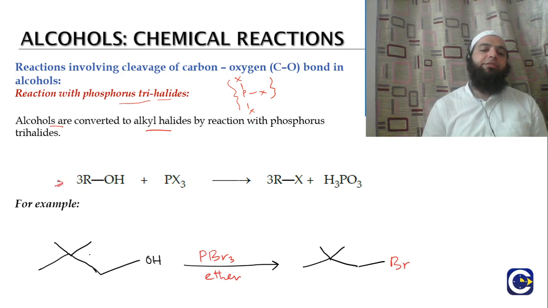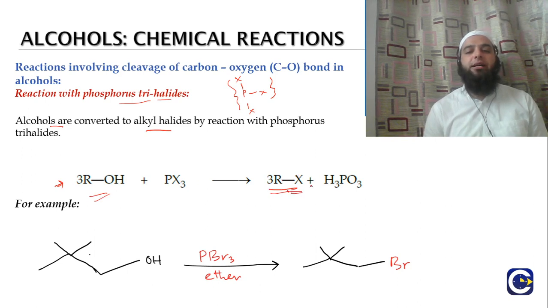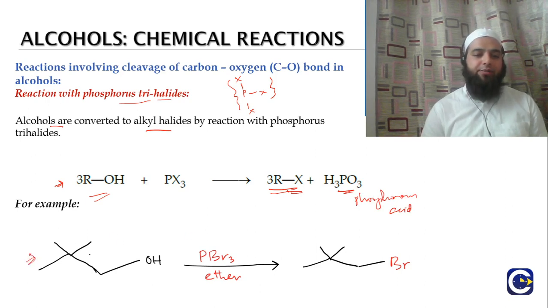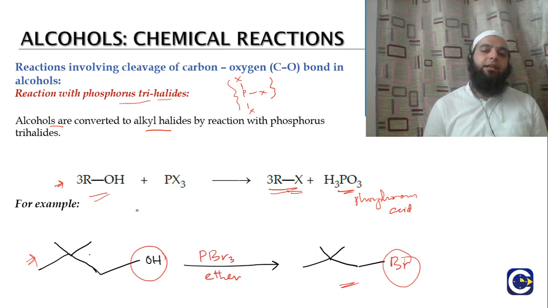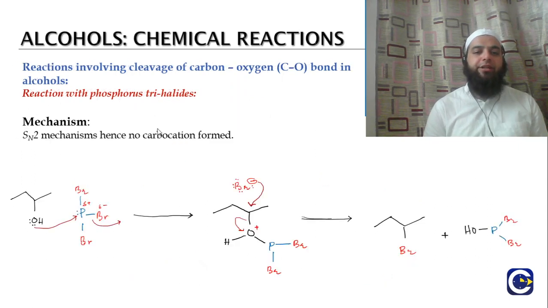And as we can see from this example, we are getting a good yield of the alkyl halide. Three moles of alcohol react with the phosphorus trihalide, and we get three moles of alkyl halide in the reaction. And this is the phosphorus acid that we get as the byproduct in the reaction. Here is another example in which this hydroxyl group is replaced by bromine. There is a substitution of this bromine group in place of this hydroxyl group, and we get this particular alkyl halide in the reaction.